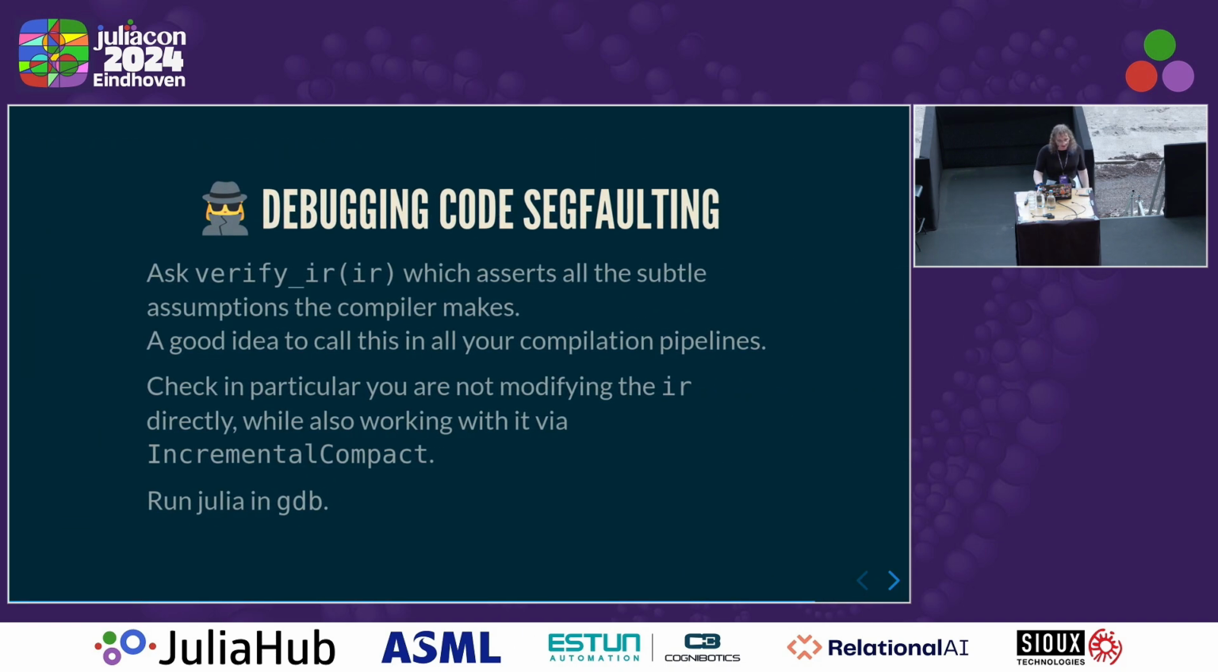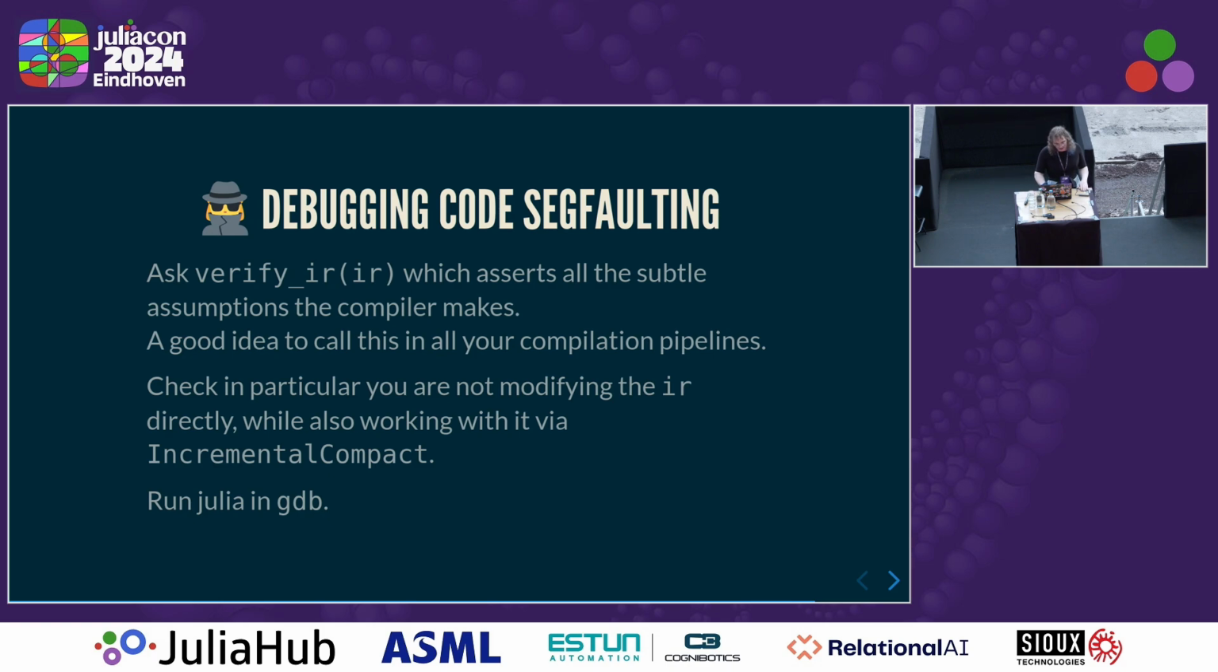Cool. Just some final points. If your code segfaults, it is really, really easy to make things segfault when you work at this level. The first thing to do is to use verifyIR, which checks most of the assumptions that the compiler makes. If you've got code that segfaults, it's worth opening an issue and asking, hey, is verifyIR not capturing this? Or am I doing something sufficiently obscure that verifyIR can't catch it?